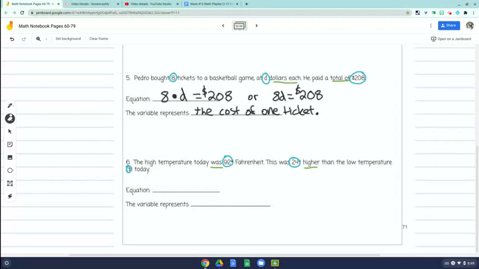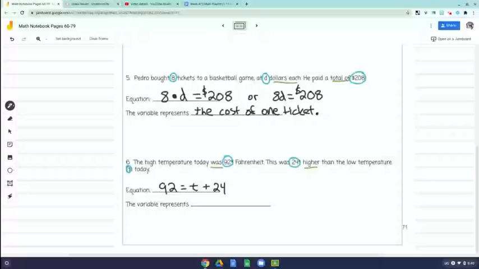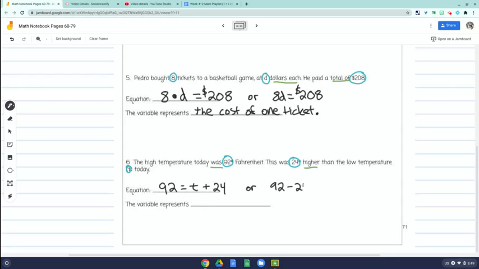Let's redo this here. 92 degrees was the high temperature today, right? Which means that this is 24 degrees higher than T, which means that we could say that T, being the low temperature, you add 24 degrees to that, and you're going to get 92. All right. Now you could write this another way too. You could also say the high temperature, 92 degrees, minus 24 degrees will give you the low temperature T.